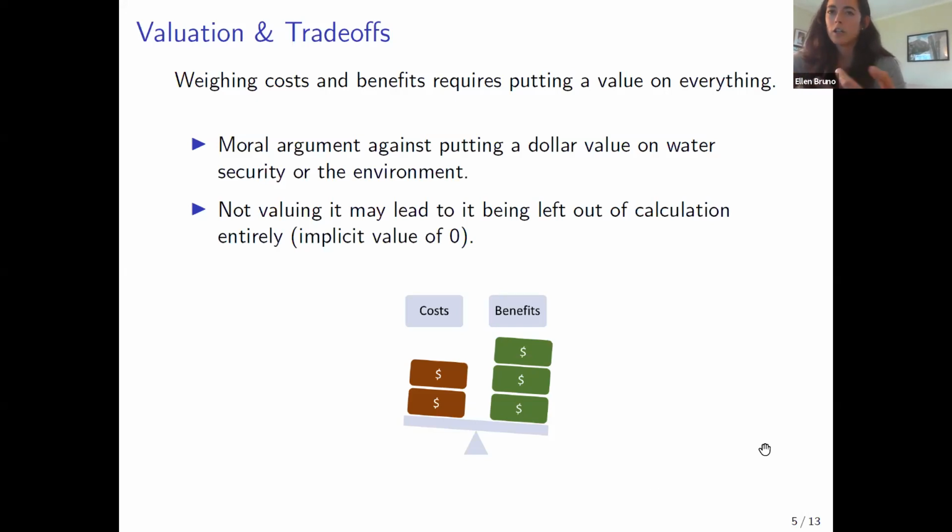So what I'm trying to argue is that there's benefit in thinking about the value of all these components that depend on groundwater, so that we can enter them into the calculation to weigh the costs and benefits and figure out which strategy makes the most sense from this economic framework.